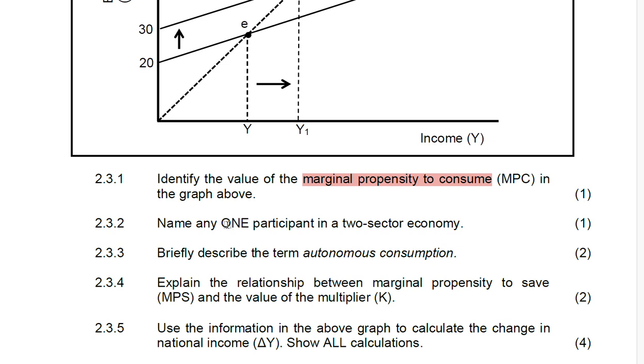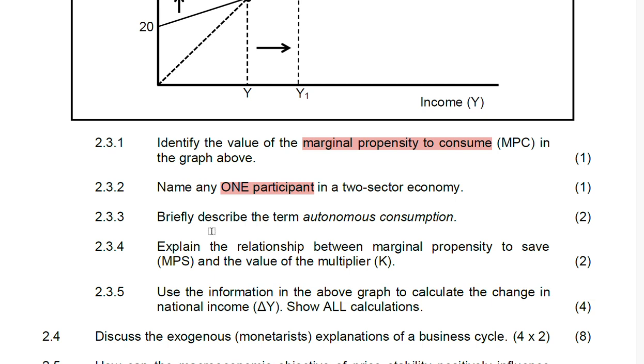2.3.2, name any two participants in the two-sector economy. I've already explained to you. I said it's households or the consumers, and business, producers or the firms. So the two sectors are the household and the business. You are required to provide only one. It is very important for you to read and understand what is required of you. In this case, only one is required.